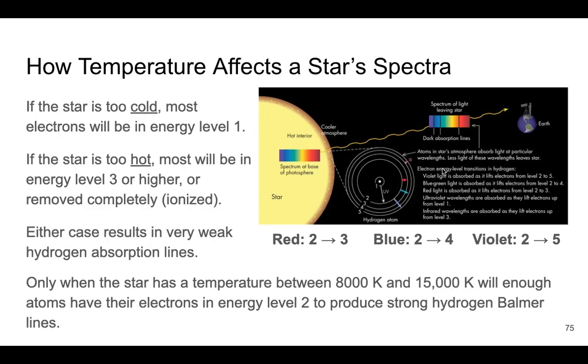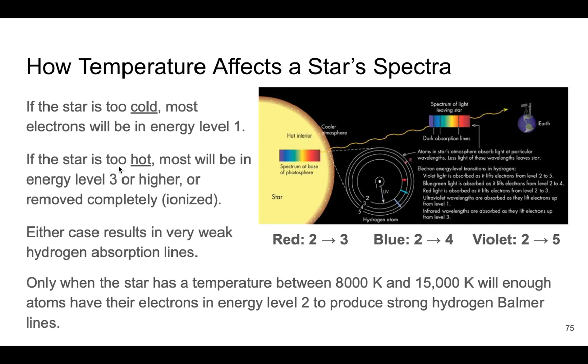So if the star is too cold, cold relative to other stars, most of the electrons are going to be down in the first energy level. And if it jumps from the first level to any other level, it absorbs a wavelength, but not in visible light, so it won't produce the Balmer series.